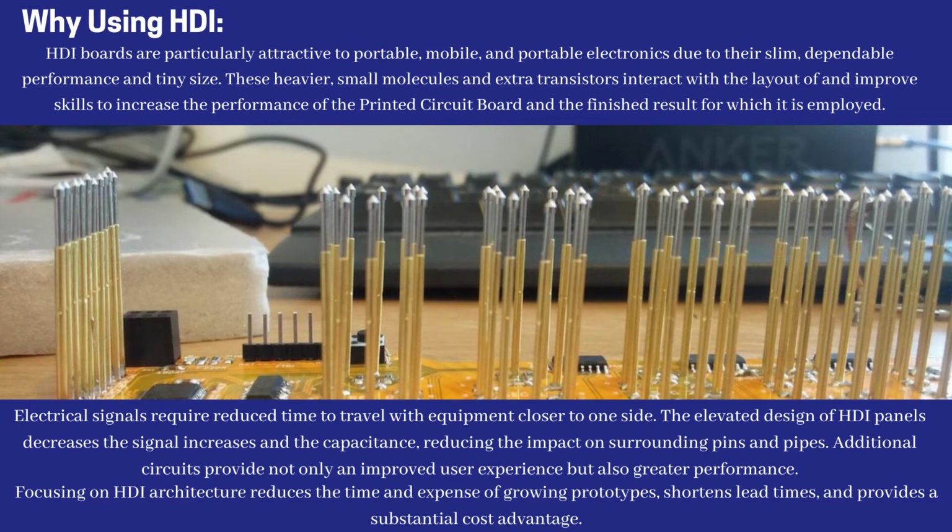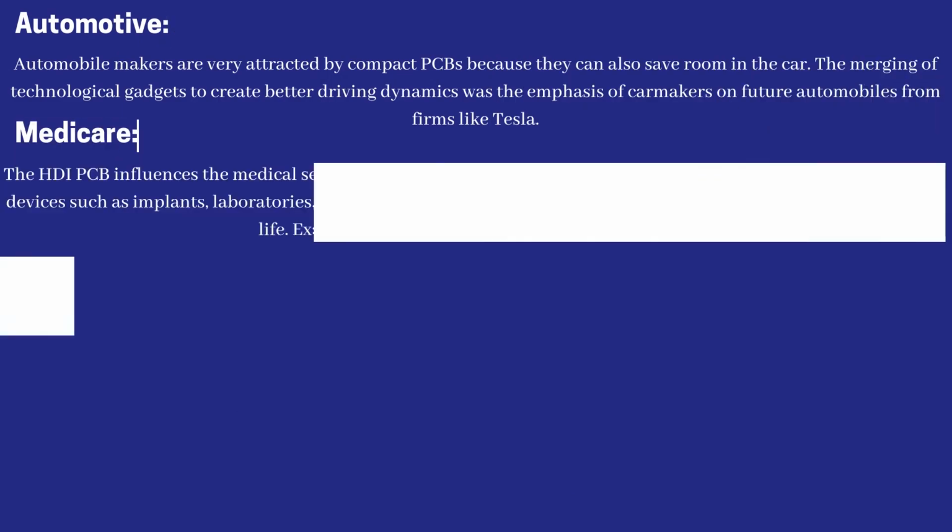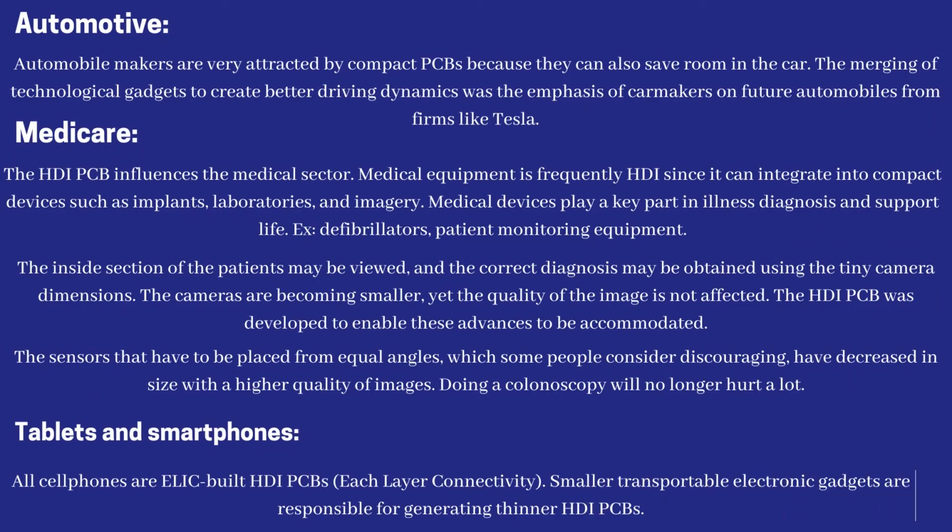Focusing on HDI architecture reduces the time and expense of developing prototypes, shortens lead times, and provides a substantial cost advantage. Automotive. Automobile makers are very attracted by compact PCBs because they can save room in the car. The merging of technological gadgets to create better driving dynamics was the emphasis of car makers on future automobiles from firms like Tesla. Medical. The HDI PCB influences the medical sector.